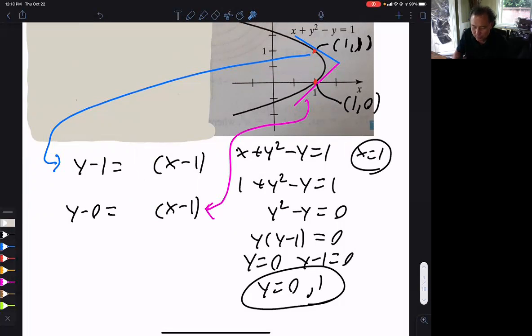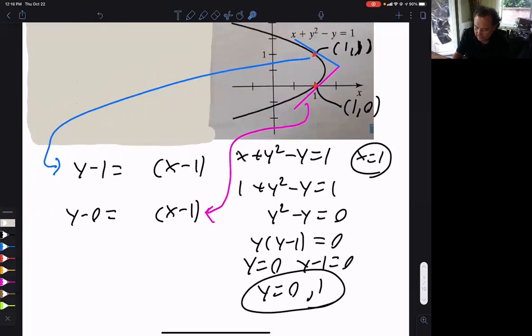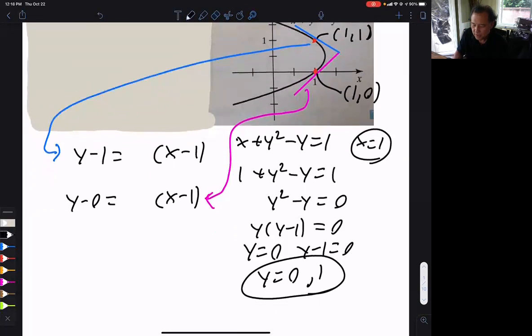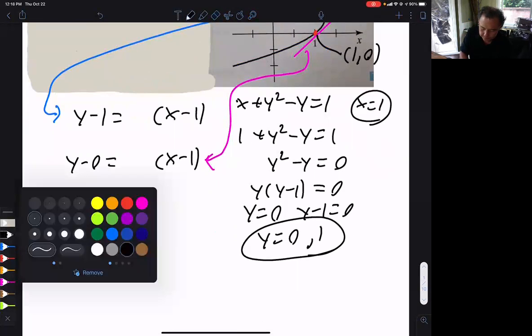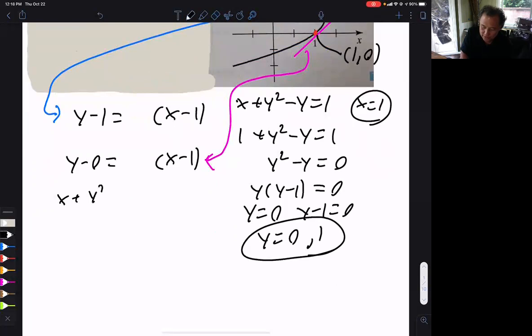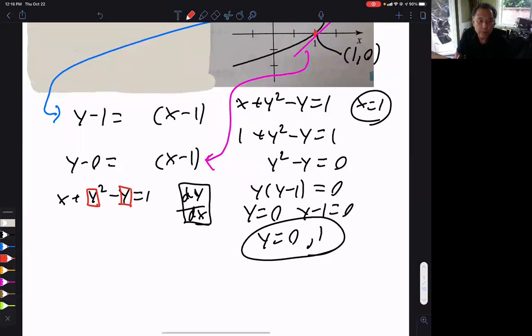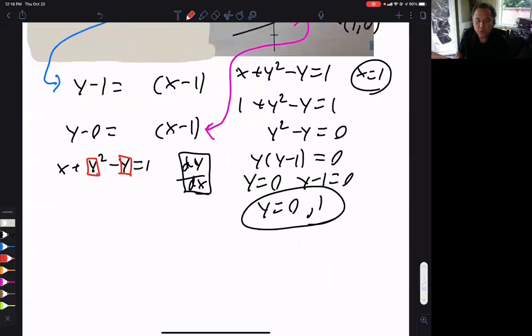So here we go. How do I find the slope at 1, 1? You should all say the derivative tells me the slope. So I need dy dx. I have x plus y squared minus y equals 1, and I want dy dx to get the slope. We know y is a function, x is our variable. Therefore, that y and that y, both of those are functions. Think of it as f of x, not just y.